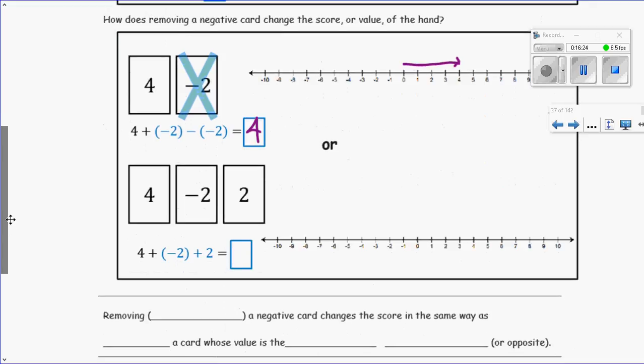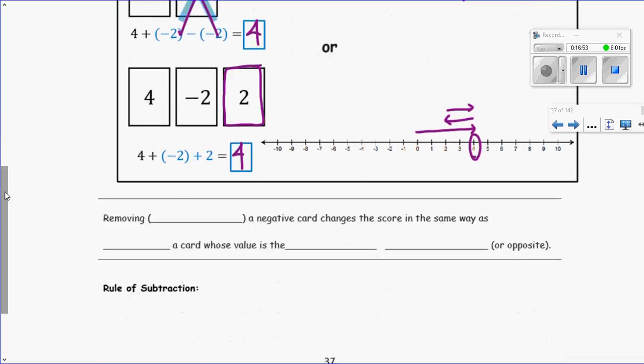That's the same as picking up a positive 2. So 4 to the right and 2 to the left, and then go right back where we were, 2 to the right, also lands me at positive 4. So discarding this negative 2 is the same as selecting a positive 2, which is the opposite or the additive inverse. Removing, which is discarding, getting rid of a negative card changes the score in the same way as selecting a card whose value is the additive inverse.